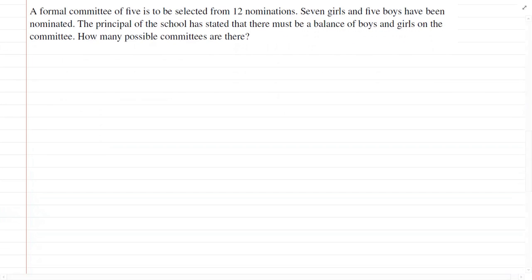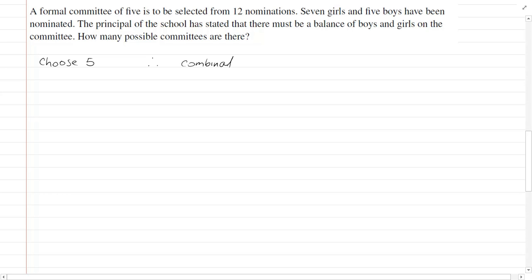Question 3, and here's where I maybe should have done my homework a little bit, but let's see how we go. A formal committee of 5 is to be selected from 12 nominations. 7 girls and 5 boys have been nominated. The principal of the school has stated there must be a balance of boys and girls on the committee. How many possible committees are there? So we are choosing 5. Now we're choosing 5 rather than arranging 5. The first person chosen is just as important as the 4th person chosen. So therefore it is a combination again.